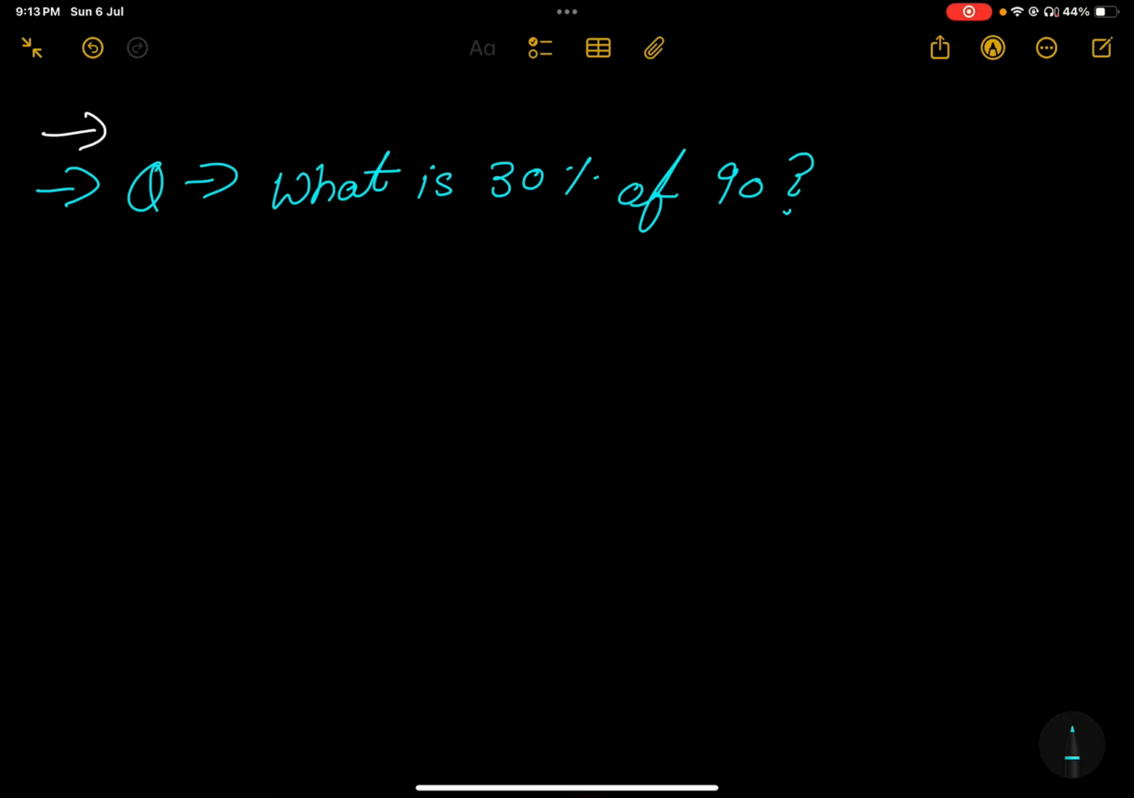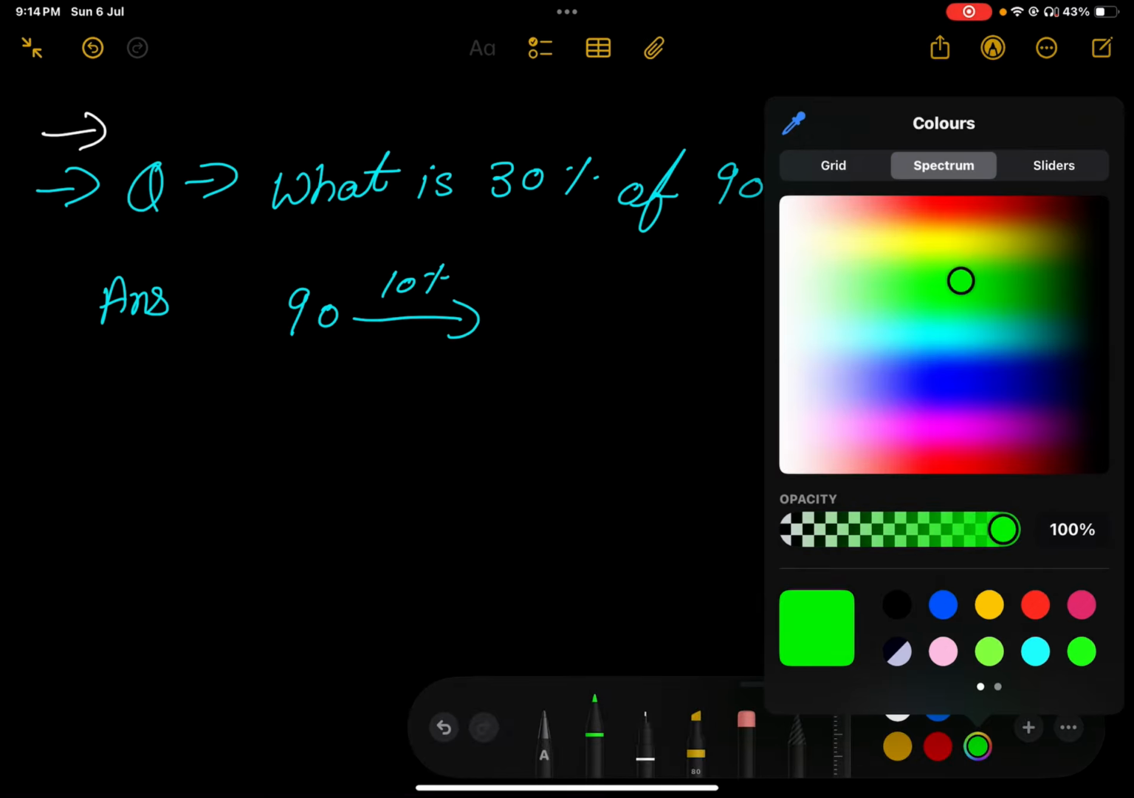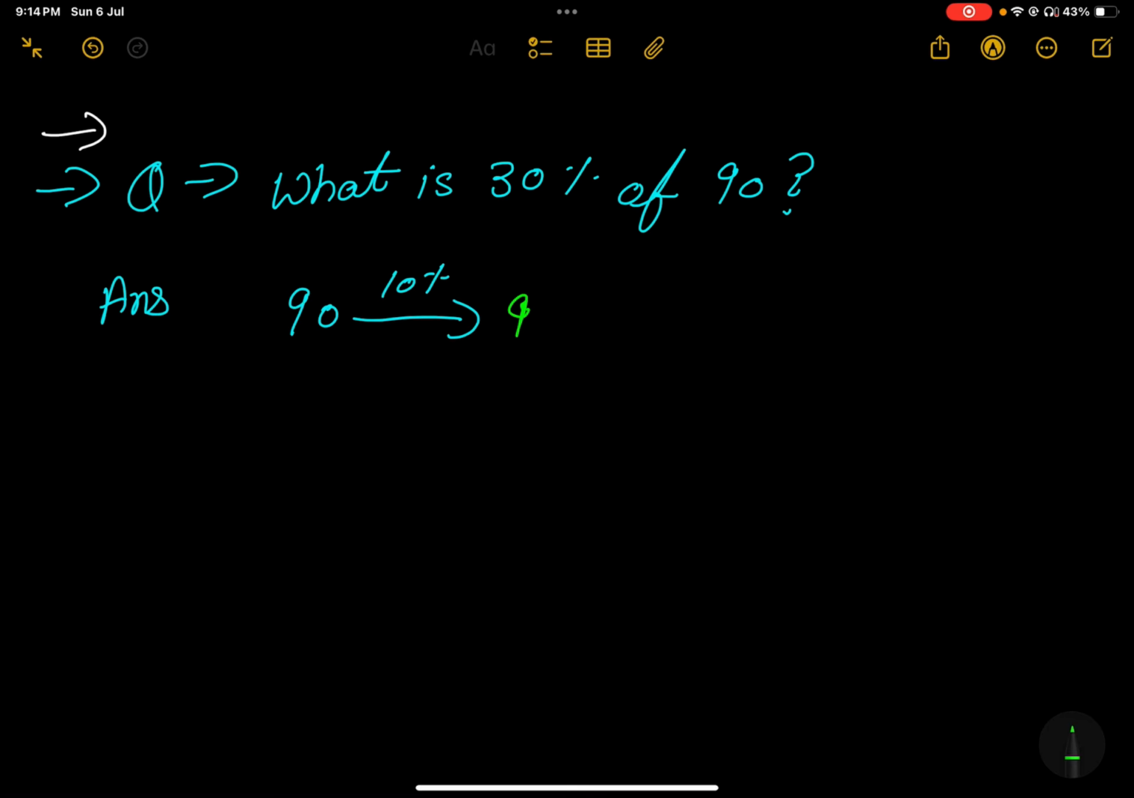So remember, if you get this type of question in your digital SAT, if you don't remember the formula, you can do another method which is the unitary method. Let's first do the unitary method. We know the 10% of 90, which is 9, and 30% of 90 will be 9 times 3, which is 27.